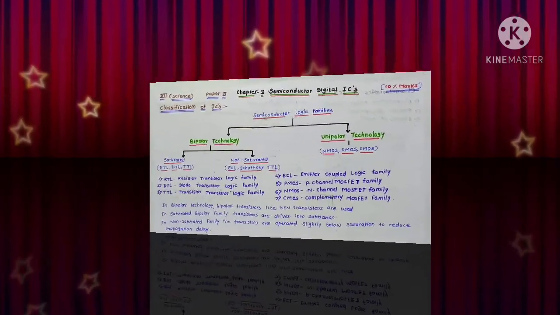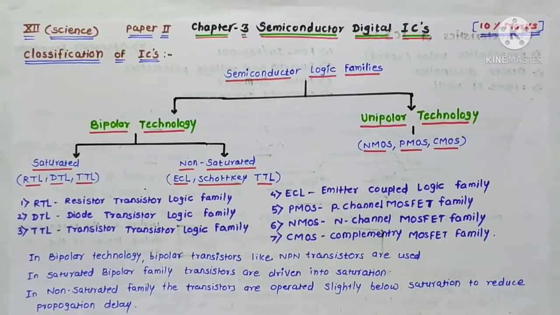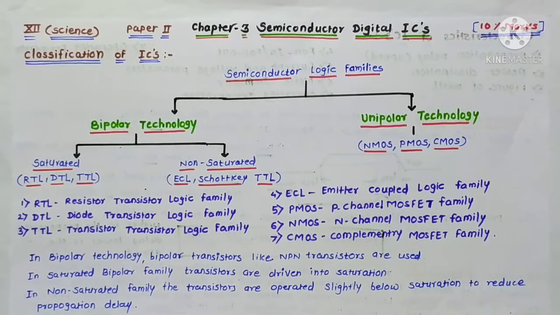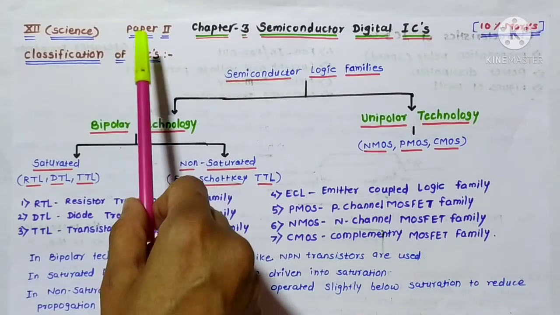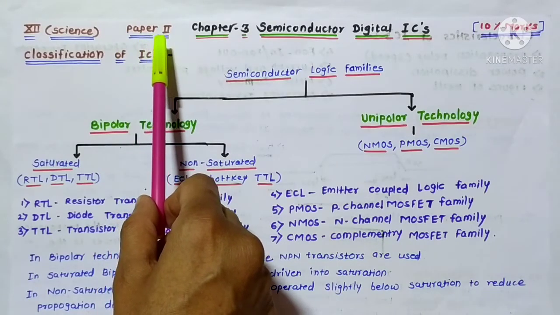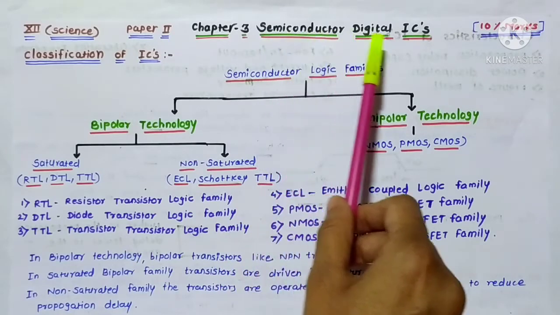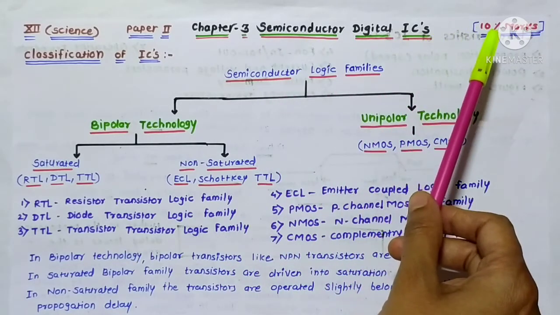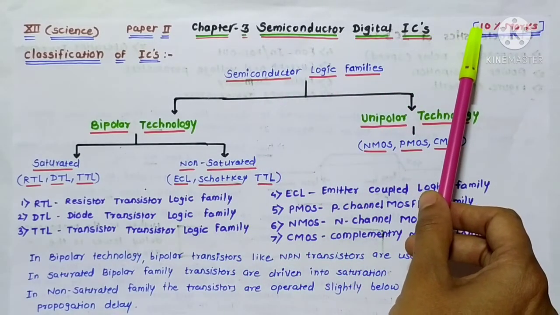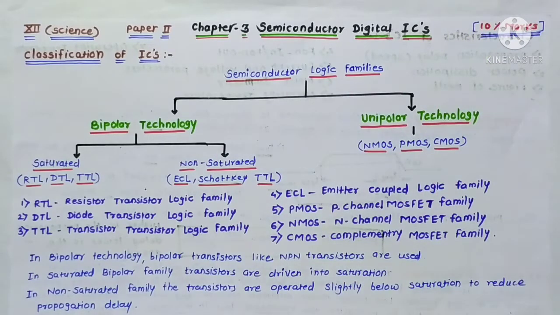Hello students, in the previous lecture we completed chapter number 5 from paper 1, Applied Electronics. Today we'll start chapter number 3 from paper 2, Digital Electronics, and the name of the chapter is Semiconductor Digital ICs. Students, this chapter has 10% weightage from the board exam point of view.